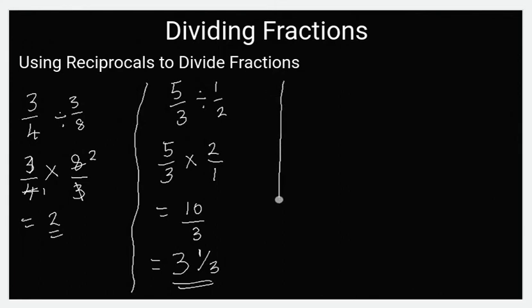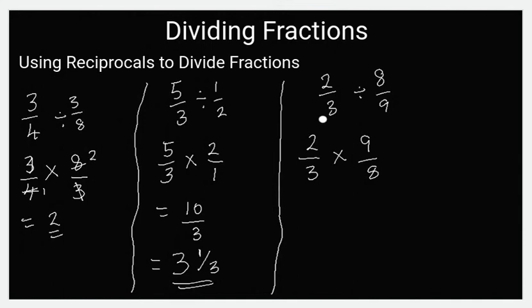Okay, let's go for one last example. 2 over 3 divided by 8 over 9. Okay, remember again, your first fraction stays the same. Your division turns to multiplication, and now you have 9 over 8. Okay, we can simplify some numbers here. 3 divided by 3, 1. 9 divided by 3, you have 3. 2 divided by 2, 1. 8 divided by 2, 4. So our final answer will be 3 over 4, which is in its simplest form and a proper fraction.